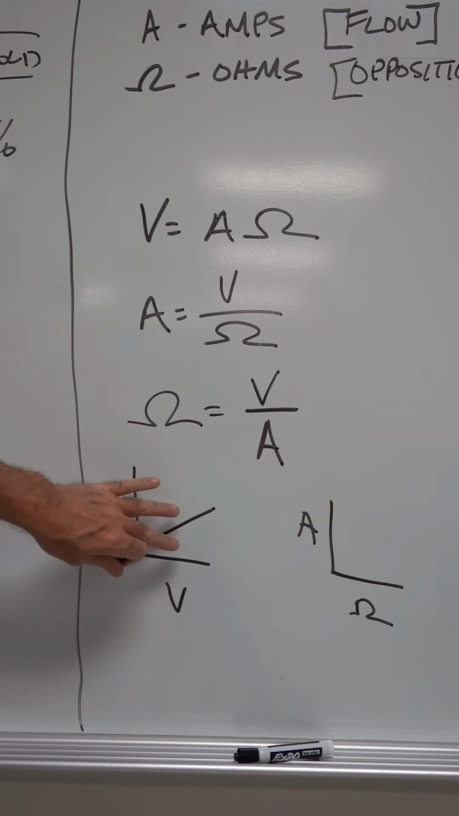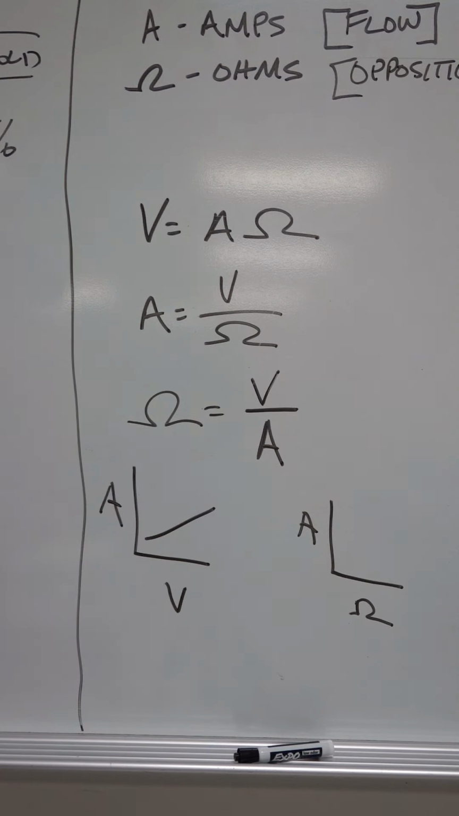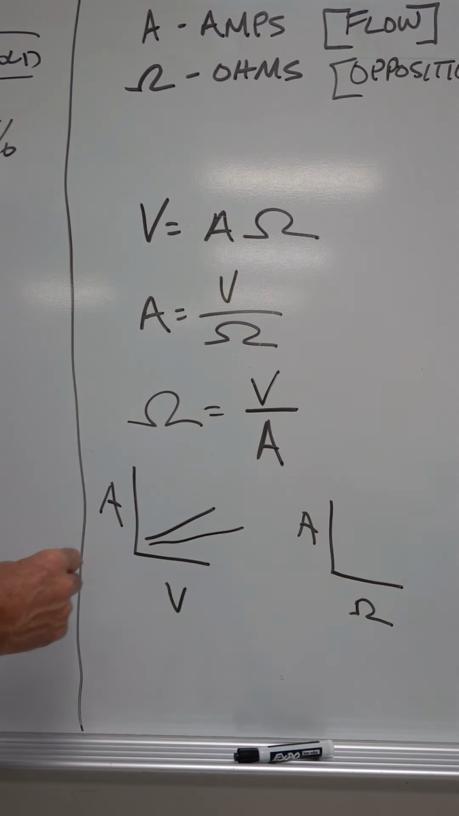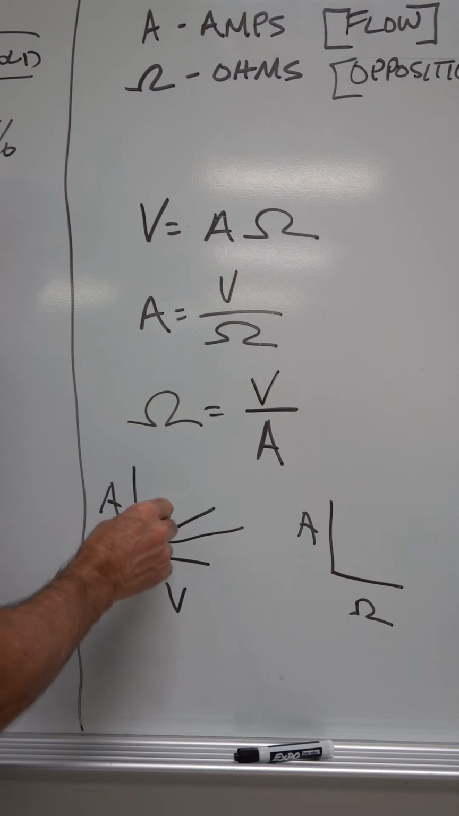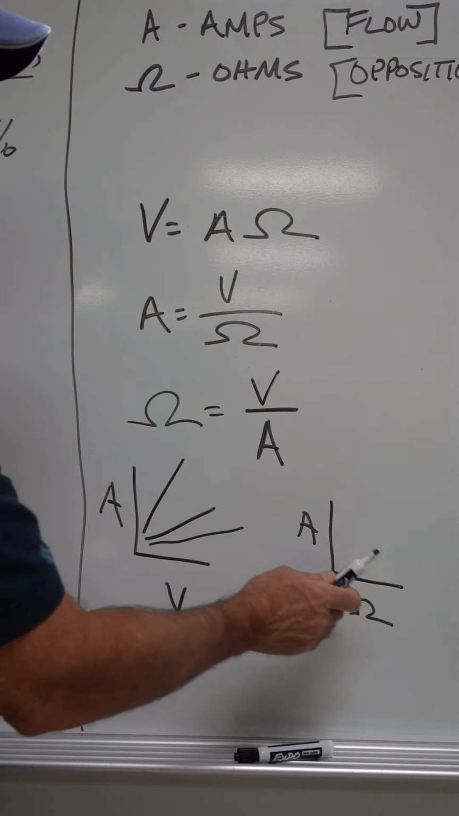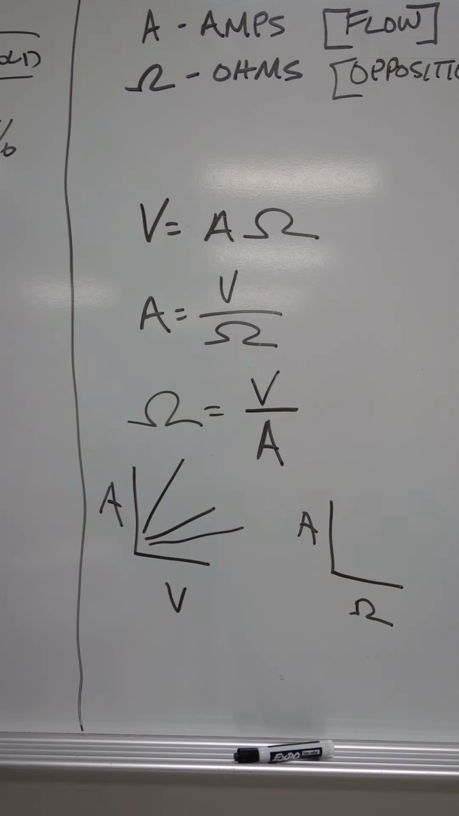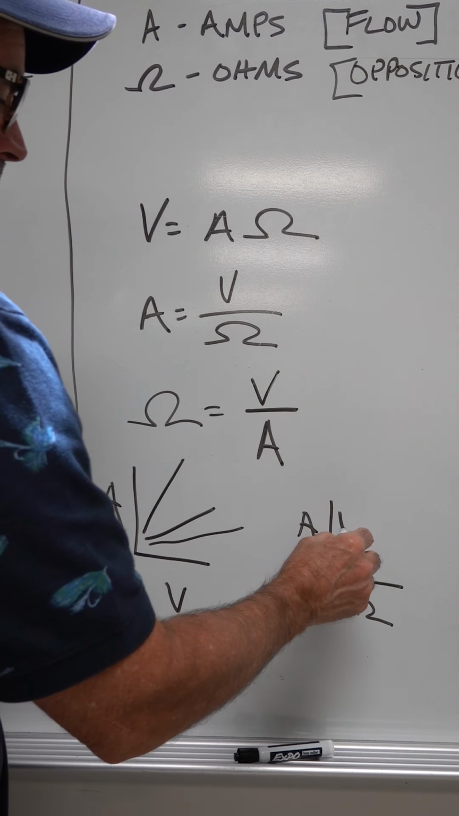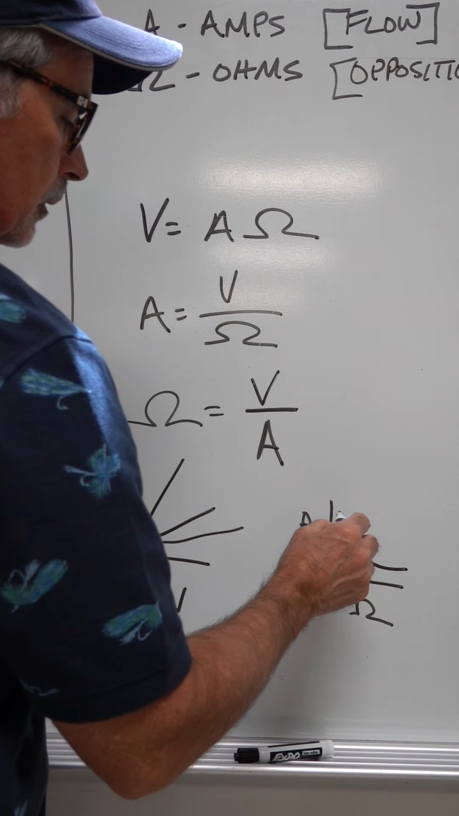So the slope of the line is determined by the size of the resistor, okay? The higher the resistor value, the longer the slope, and the smaller the resistor, the higher the slope, or the rise is faster and the fall is slower, okay? So let's take a look at amps and ohms. When I look at that, what happens is that when I increase ohms, my amps go down, and it makes a little curve like this.